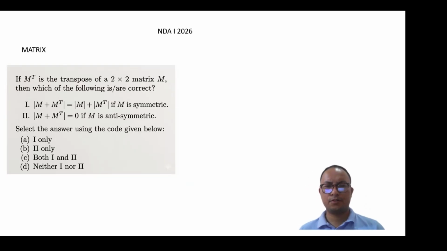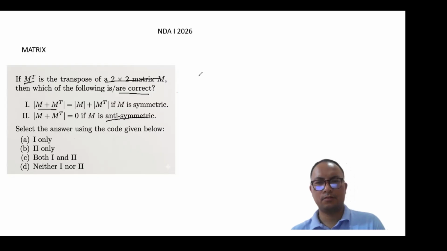Okay, here is the first question. It is given that M is a 2 by 2 matrix. So two conditions: the determinant of M plus M transpose, the sum of M and M transpose, and the second one is anti-symmetric. So we will discuss starting from the first one.